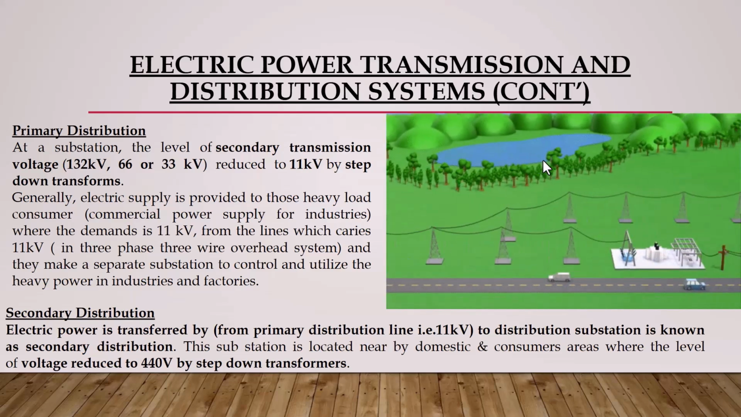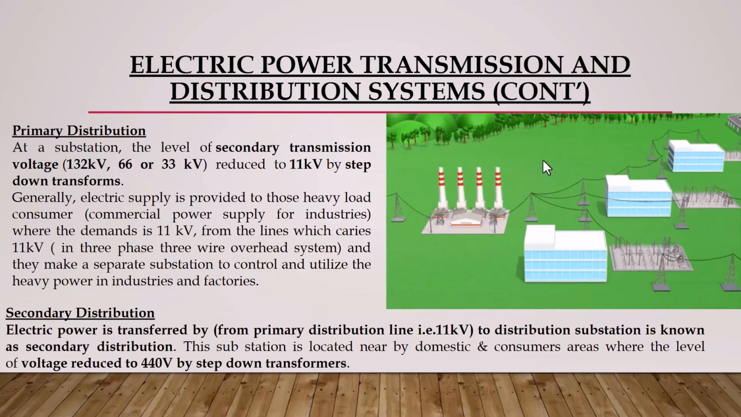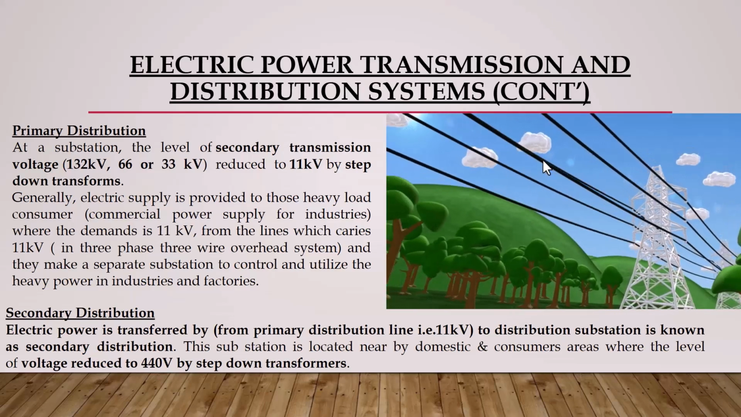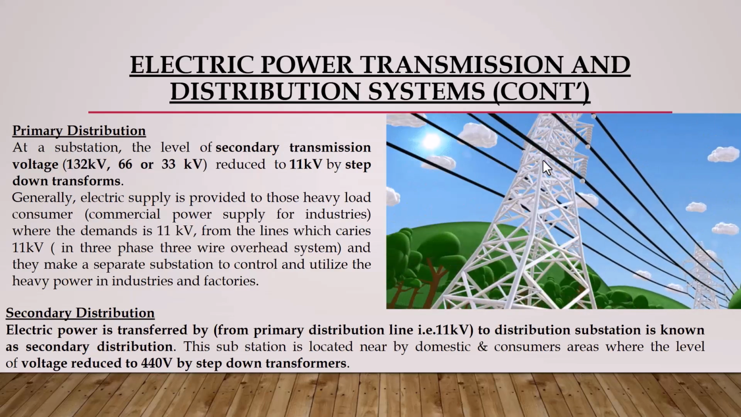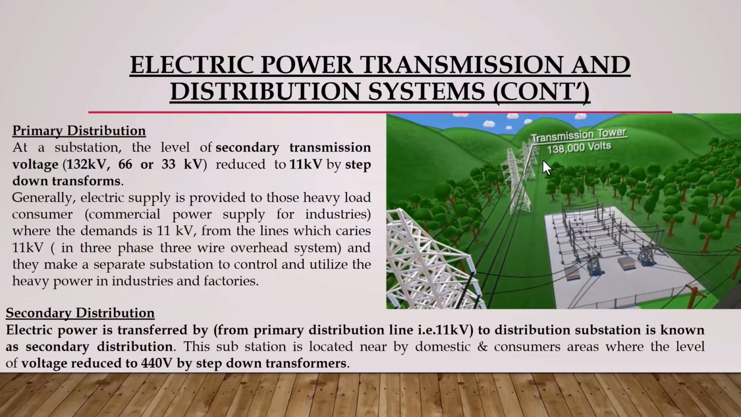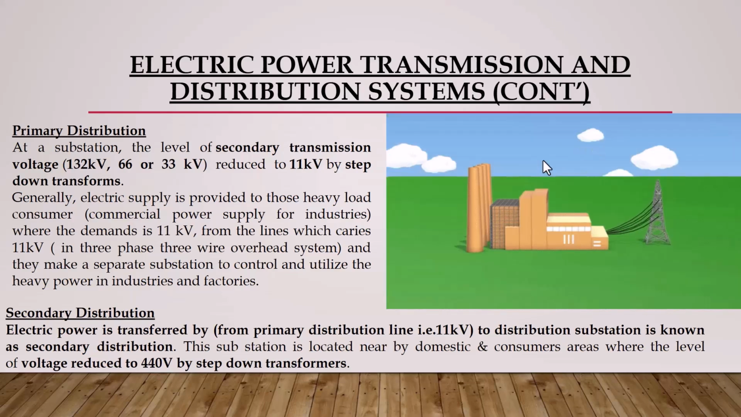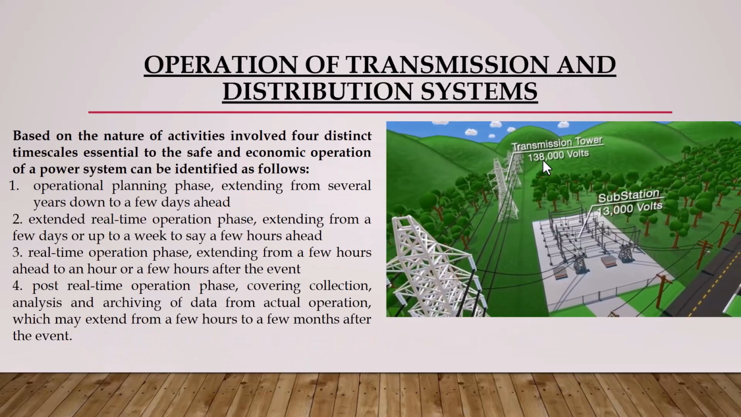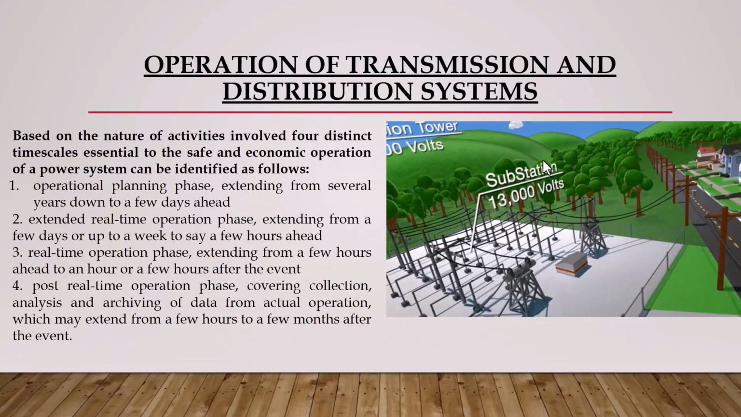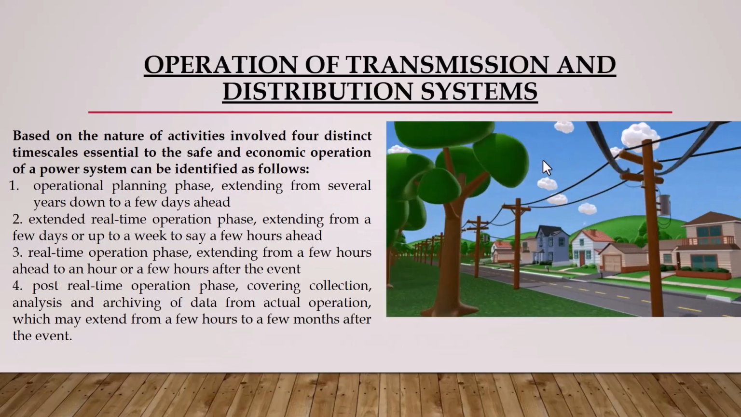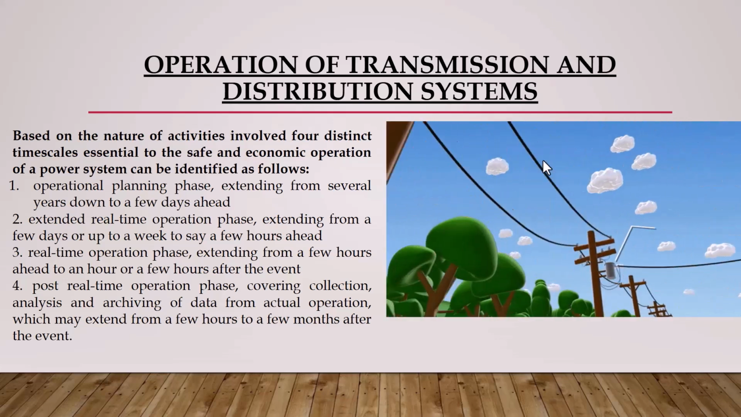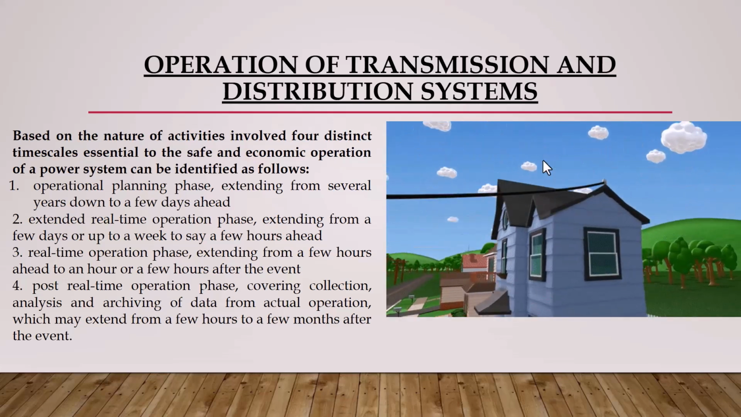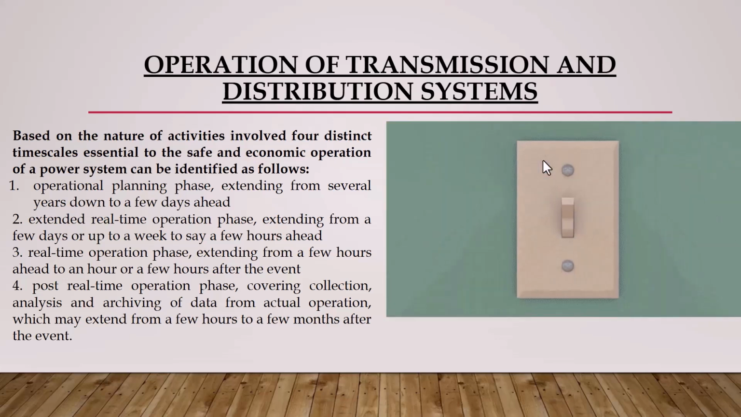This is when utilities and grid operators forecast future demand, plan maintenance schedules, assess generation availability, and make strategic decisions about how the grid will be managed. After that comes the extended real-time operation phase, which usually ranges from a few days ahead up to a few hours before the actual delivery of electricity. This stage is all about refining those earlier plans based on updated weather, fuel availability, or unexpected outages.